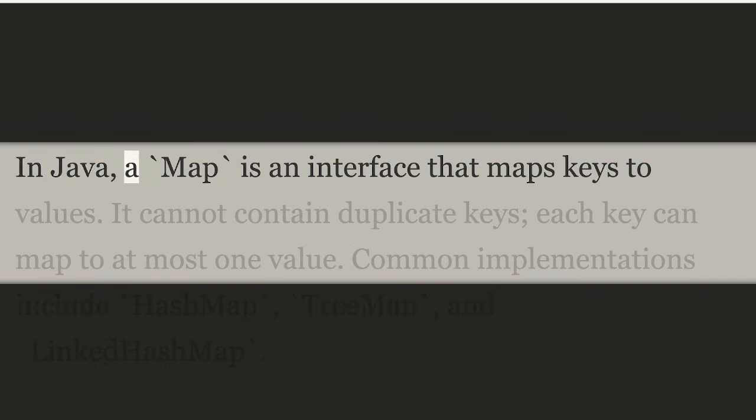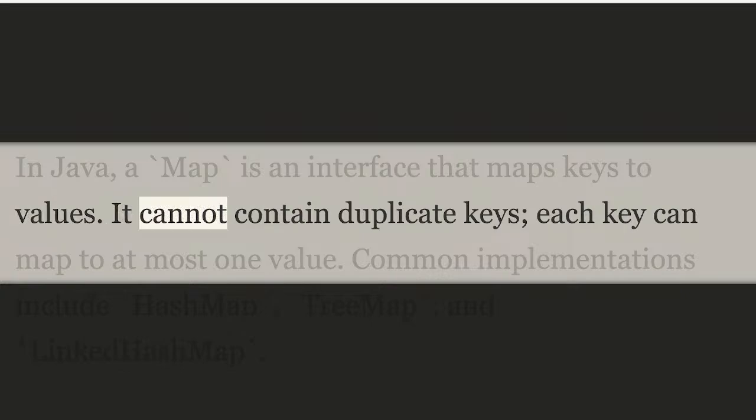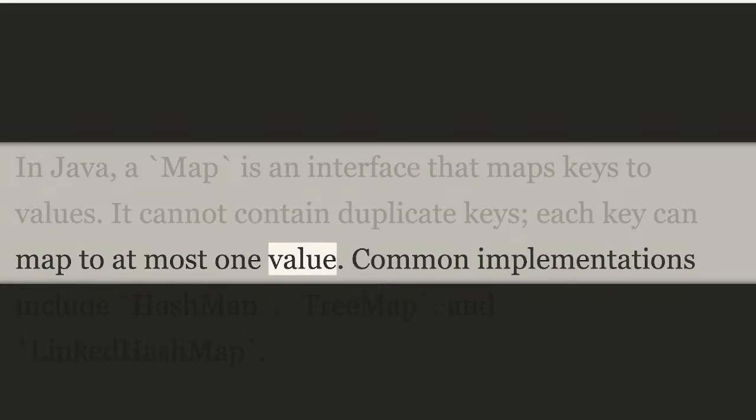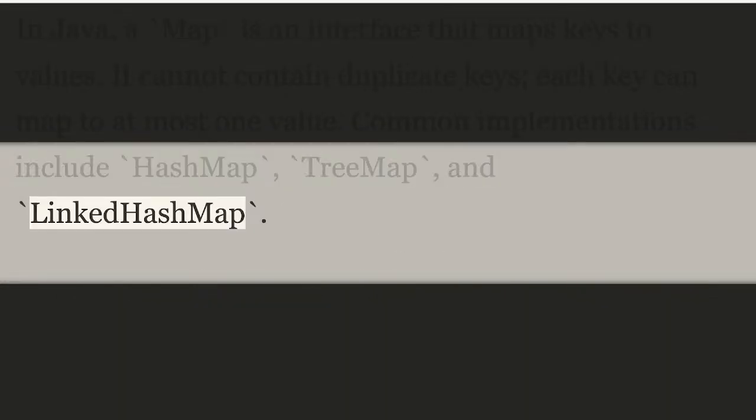What is a map? In Java, a map is an interface that maps keys to values. It cannot contain duplicate keys; each key can map to at most one value. Common implementations include HashMap, TreeMap, and LinkedHashMap.